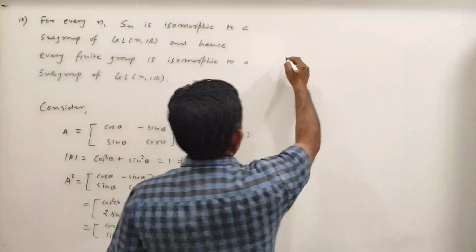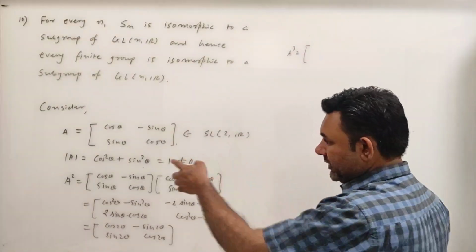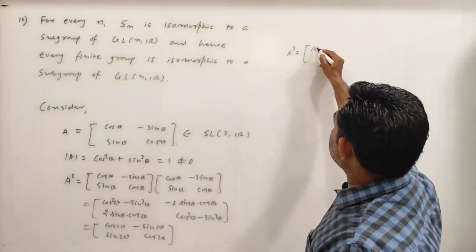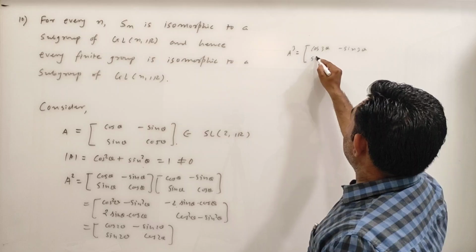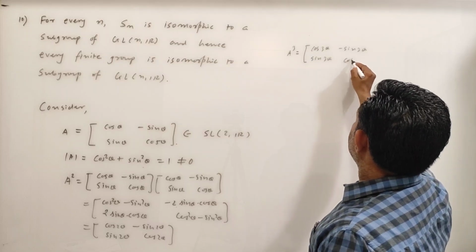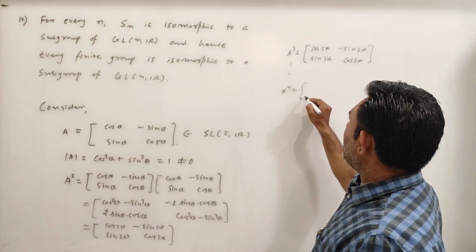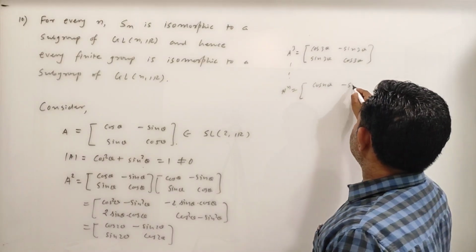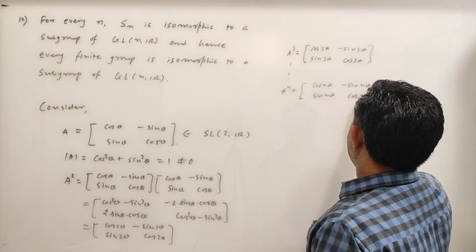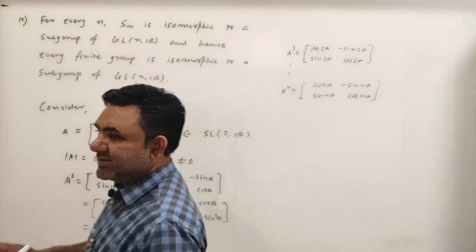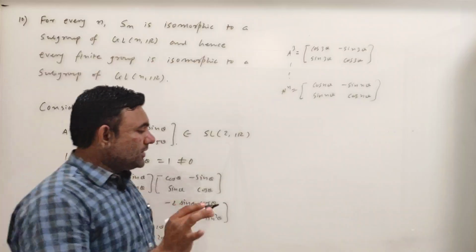So what will be A cube? By induction you can prove A cube is cos 3 theta, minus sin 3 theta, sin 3 theta, cos 3 theta. In general, by induction A to the power n is cos n theta, minus sin n theta, sin n theta, cos n theta. So remember this: if your matrix A is this, then A raised to n just multiplies the angle by n.